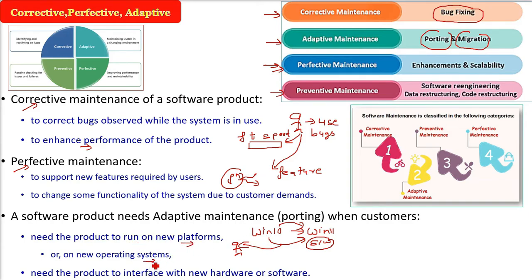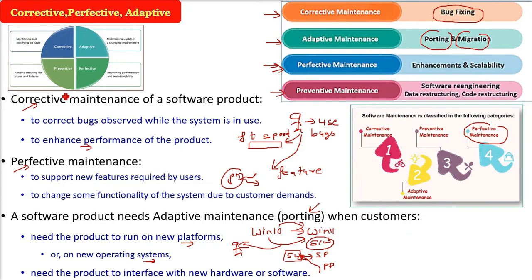So new platform, new hardware, new configuration, new operating system, this kind of maintenance is adaptive. Now you have a product. You gave the interface for the serial port connection. Now somebody comes and says, no, I want the parallel port also. So these need some interfacing changes. This is adaptive maintenance.